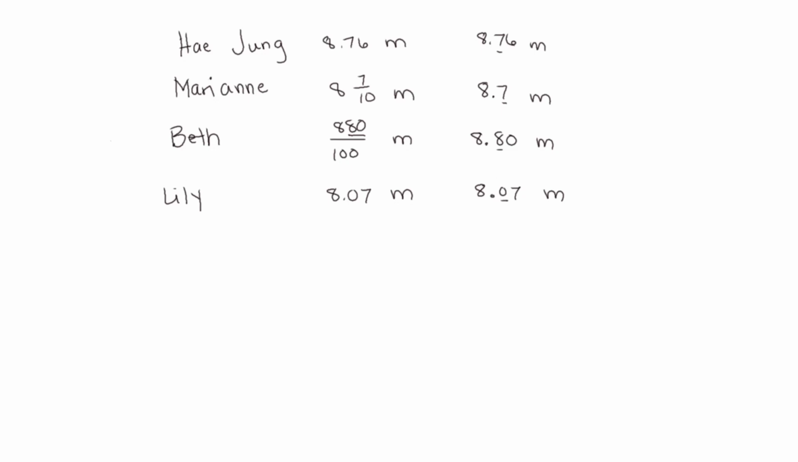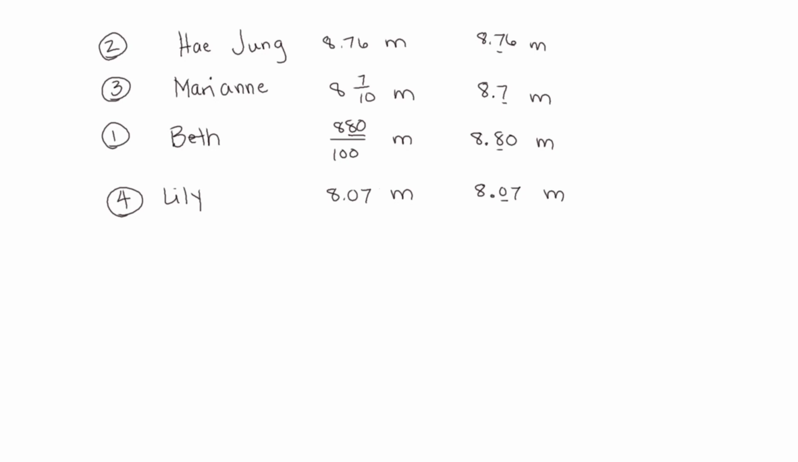So we know that Beth jumped the furthest. Then the next two are 7 tenths, but Marianne jumped only 7 tenths, whereas Hae Young jumped 76 hundredths. So this 6 hundredths means he jumped further than Marianne, so he has to be in second place. Marianne is in third place, and Lily finished fourth.